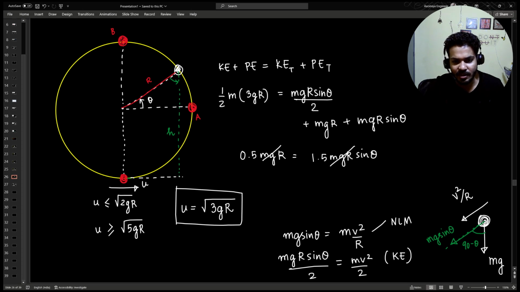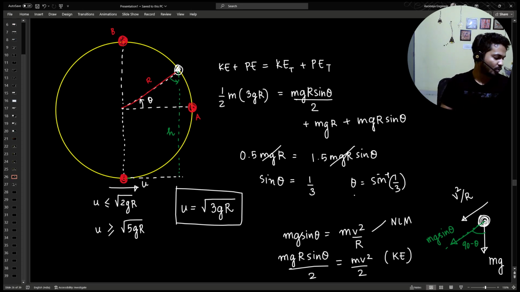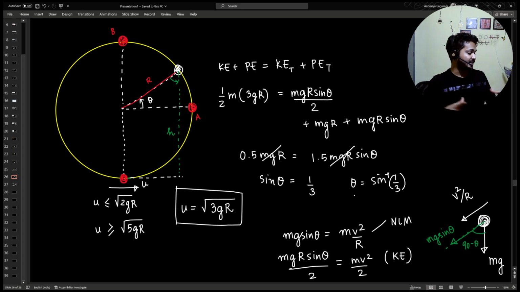So mgr cancels, sine theta becomes equal to, I believe, 1 by 3, right? So your theta will be sine inverse of 1 by 3. So the body will go up by an angle of sine inverse of 1 by 3. Guys, remember, this is not part of theory. That's why I didn't do it in class. But as we do questions like this, you get more and more insight into what vertical circular motion is.